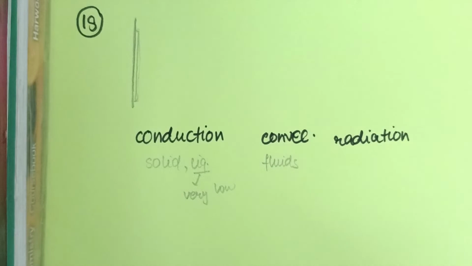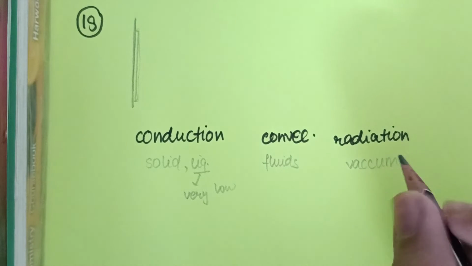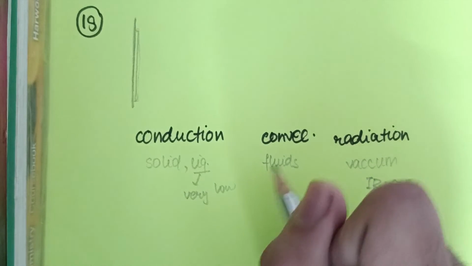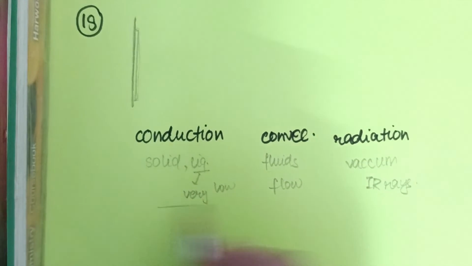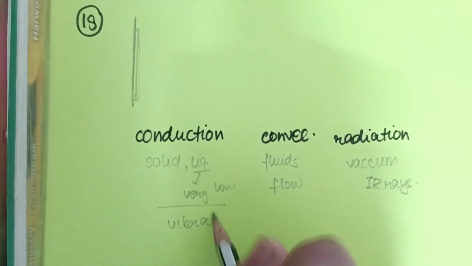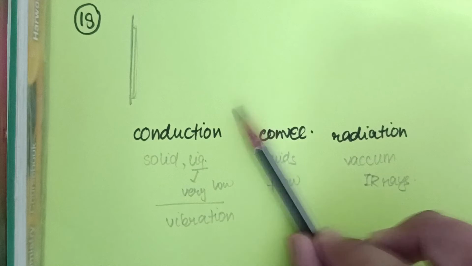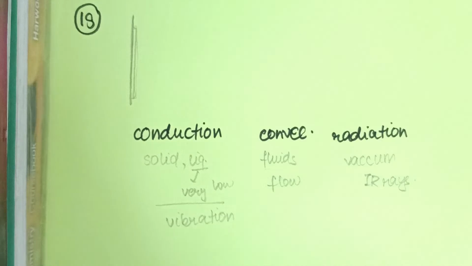For radiation, well, radiation can actually happen through everything, even solids, a little bit. It can even happen through vacuum, and this is a speciality of radiation. And radiation happens using IR rays. The medium for convection is flowing of fluids. So fluids flow. And for conduction, it's vibration. So conduction is due to vibration of molecules throughout. So maybe one of the molecules over here will jiggle, it will make the next molecule over here jiggle, and that will pass on, and that is how heat is transferred.